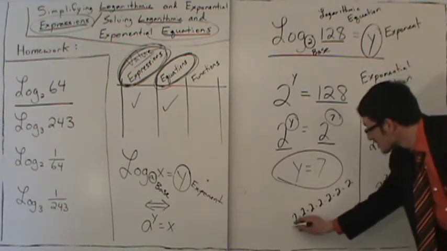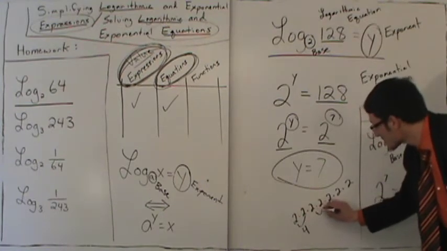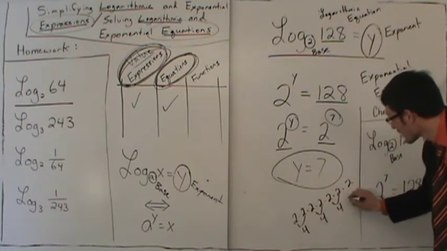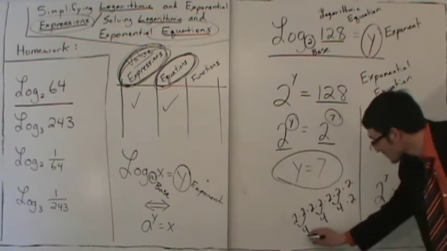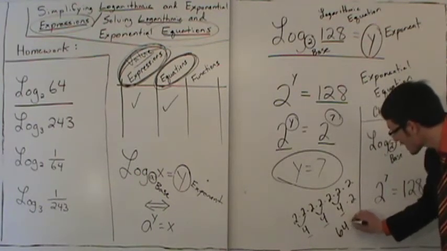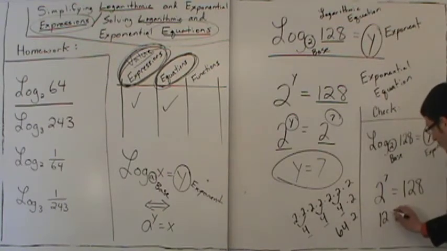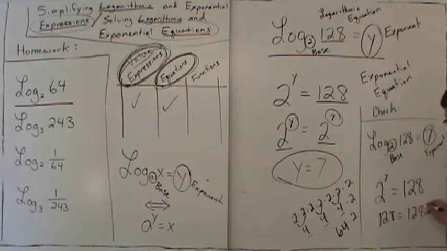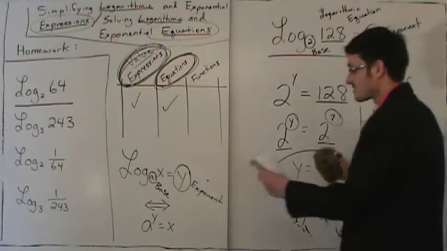There's 7 2's. 2 times 2 is 4. 2 times 2 is 4. 2 times 2 is 4. And we have times another 2. So 4 times 4 is 16. Times 4 gives what? 64 times 2, which is 128. 128 equals 128. So this checks out. All right, now let's look at another example.